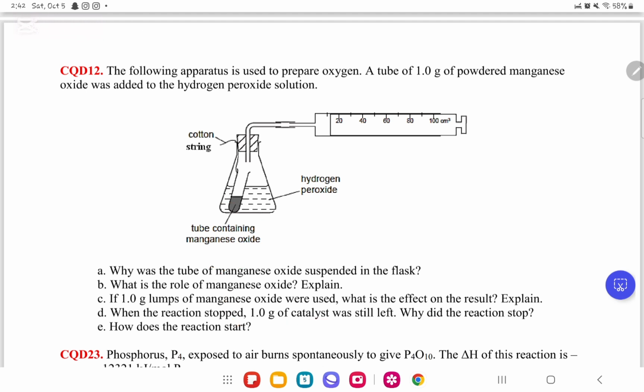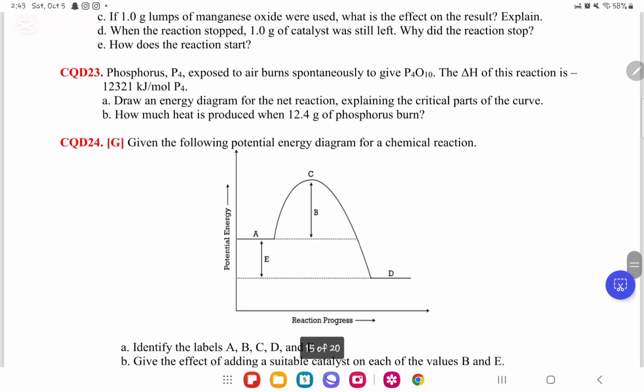Now they're telling us, how does this reaction start? We need the manganese oxide to go into the hydrogen peroxide for the reaction to start. So for it to start, we either let go of the string, because you see the string is holding it, or we shake the tube. So that's for CQD number 12.